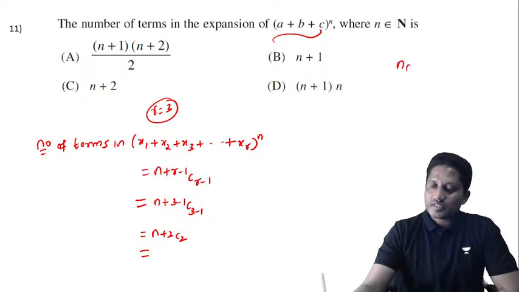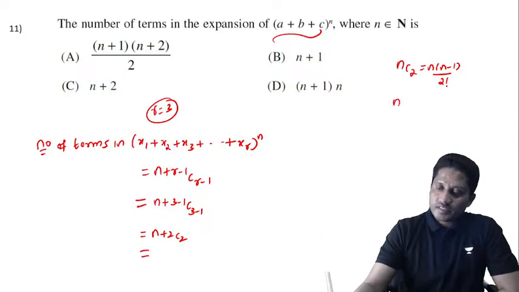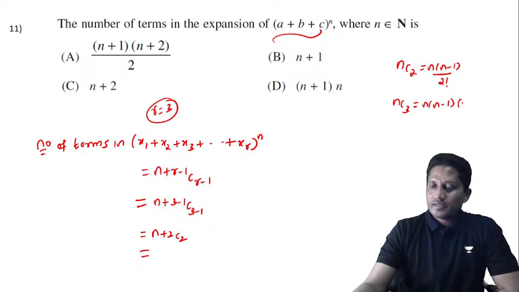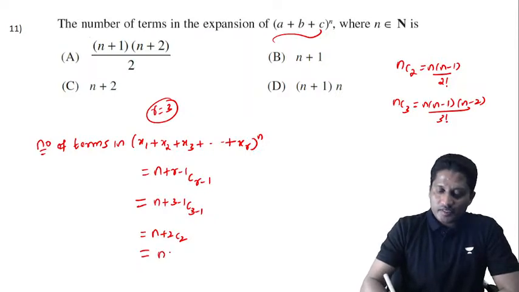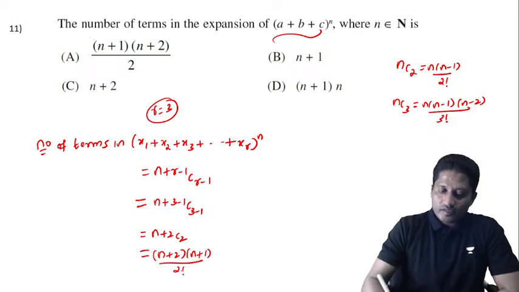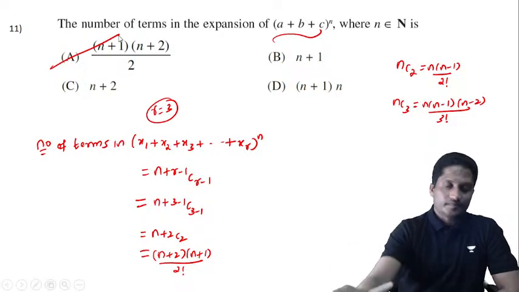If I have nC2, it is n into (n minus 1) by 2 factorial. Similarly, nC3 is n into (n minus 1) into (n minus 2) upon 3 factorial. (n plus 2)C2 is (n plus 2) into (n plus 1) by 2 factorial. 2 factorial is 2 only. Answer is option A, (n plus 1)(n plus 2) by 2.